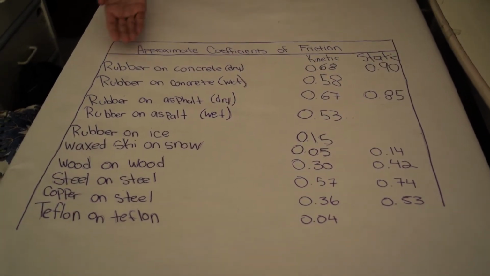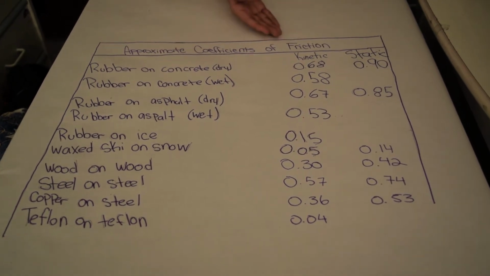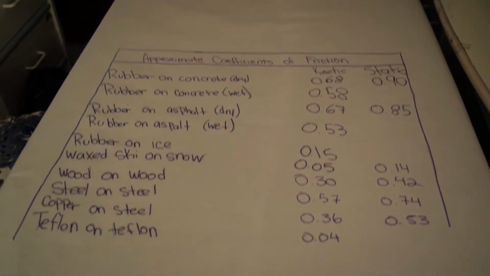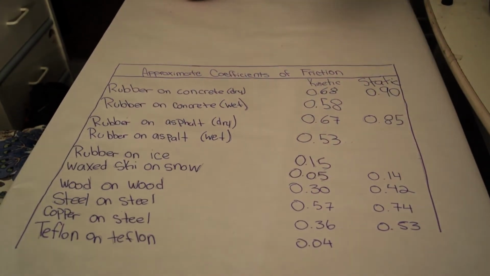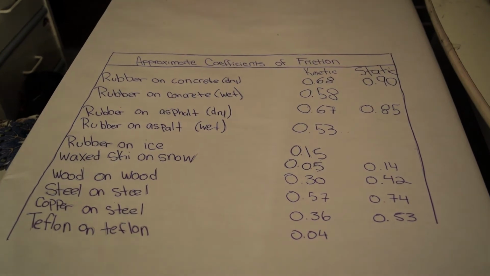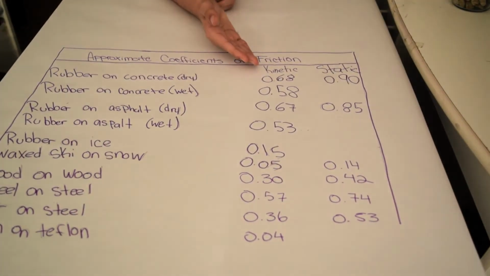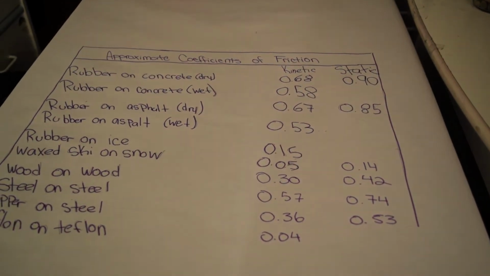For example, rubber on concrete when it's dry has a kinetic friction of 0.68 and a static friction of 0.90. And rubber on concrete, when it's wet, its kinetic would be 0.58. Now, I'm sure all of you noticed, because you're all so smart, that static friction has the larger number than kinetic friction, which is why an object is easier to move once you get it moving. If you ever move furniture, you know that it would be harder to move when it's still and easier when you get it going.